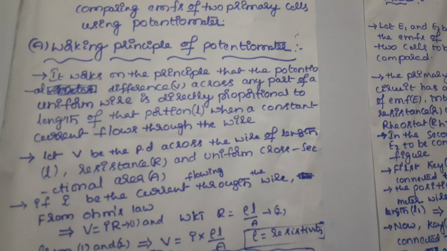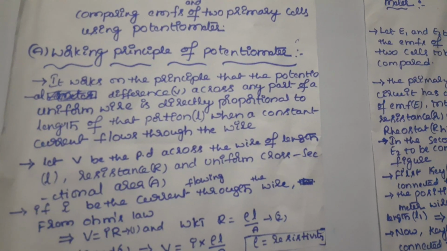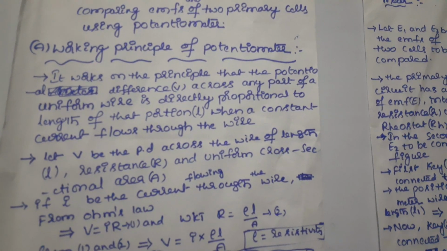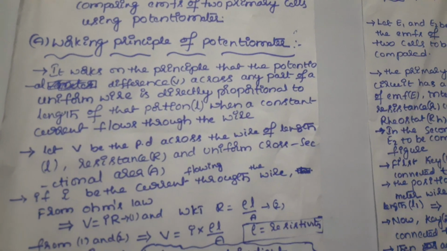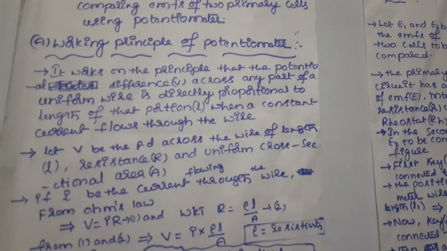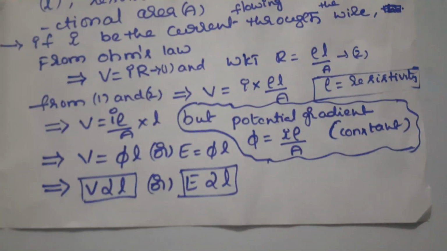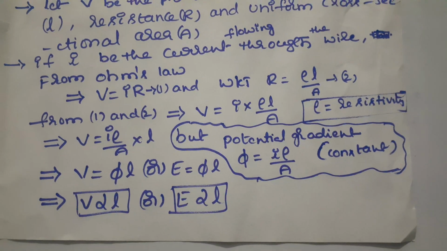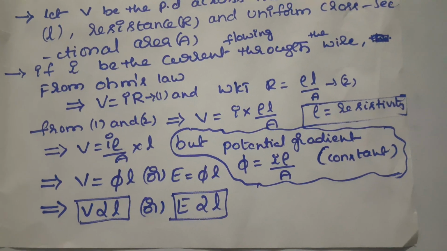So this wire is a potentiometer wire. If you select a part of the wire in the potentiometer wire, and its length is L and the potential difference across it is V or E, then V increases with the increase of L, and V decreases with the decrease of L. So it means that V is directly proportional to L, or E is directly proportional to L. But how can we derive that V is directly proportional to L?